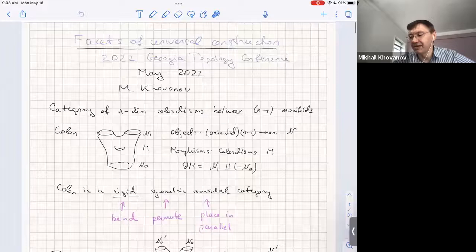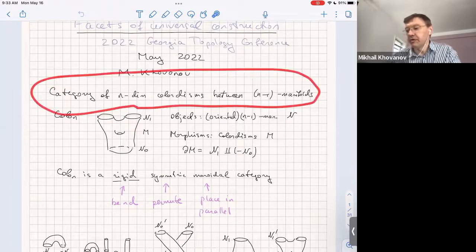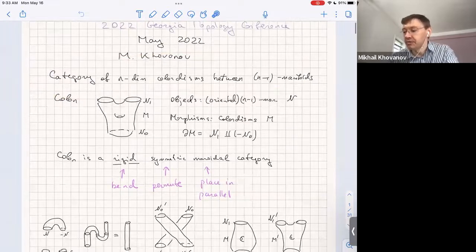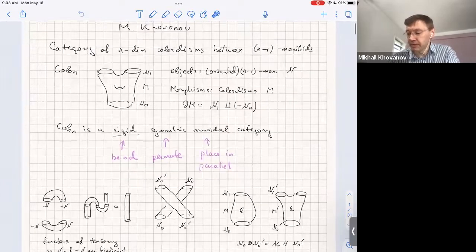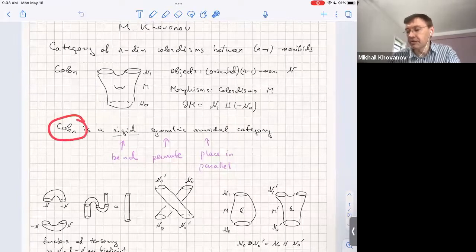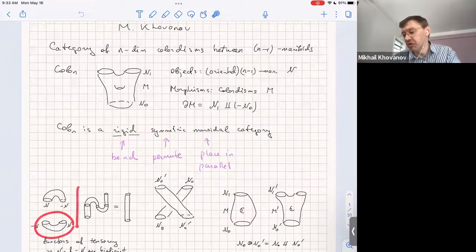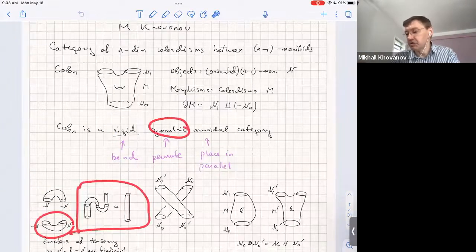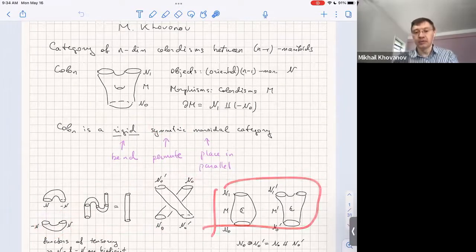So let me start with the category of cobordisms. Start with the category of n-manifold cobordisms between n minus one manifolds. So objects are n minus one manifolds M, and morphisms are cobordisms of dimension lowercase n. And this category of cobordisms is a rigid symmetric monoidal category. Rigid means that you can bend objects into these U-cap, U-turn morphisms any way you want with isotopy relations. Symmetric means you can permute the objects and morphisms, and monoidal means you can place cobordisms in parallel.